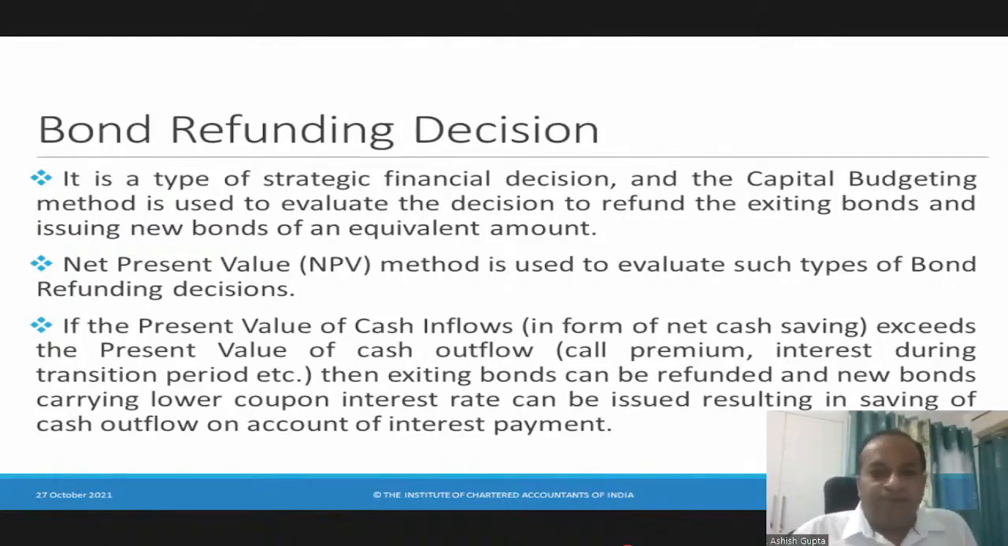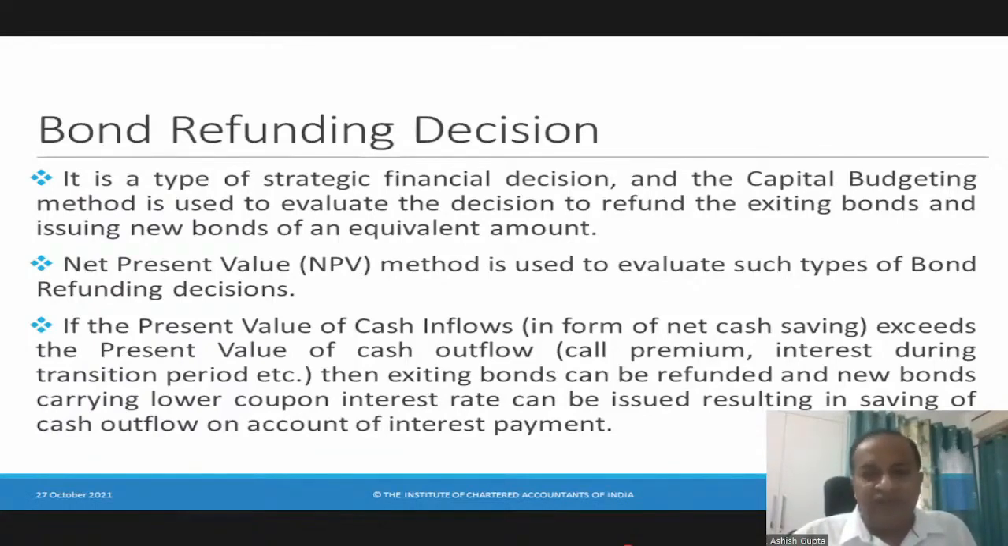Now here it says it is a strategic financial decision, and the capital budgeting method is used to evaluate the decision to refund the existing bonds and issue bonds of an equivalent amount. The NPV method, which I need not explain because you have already covered it at your intermediate level, is used to evaluate such bond refunding decisions.